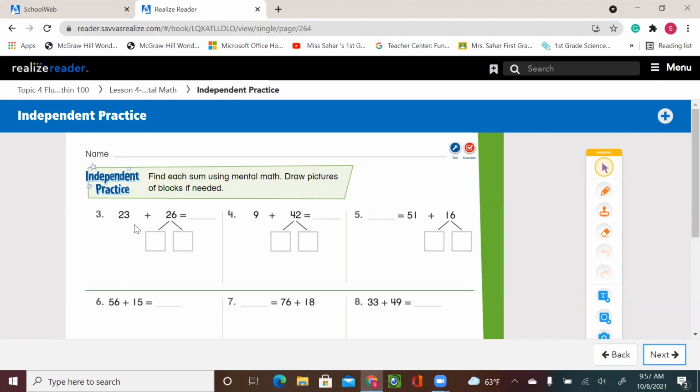I know some of you can say we don't need to regroup. I don't need to do that, but because we're learning this lesson about breaking apart, so let's do it this way. So 23 plus 26. What I'm doing, I'm breaking apart the 26. We know that if I break 26, it means 2 tens, which is 20, and the ones by themselves, 6. So let's see. We have 20, and we have the 6.